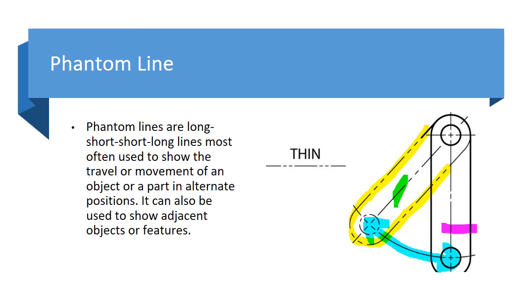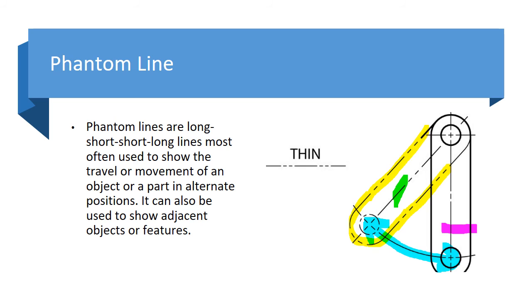Here's a phantom line. Phantom lines are long, short, long, dotted lines, most often used to show the travel or movement of an object or a part in an alternative position. It can also be used to show adjacent objects or features. So here you can see the range of travel. I highlighted that in blue.